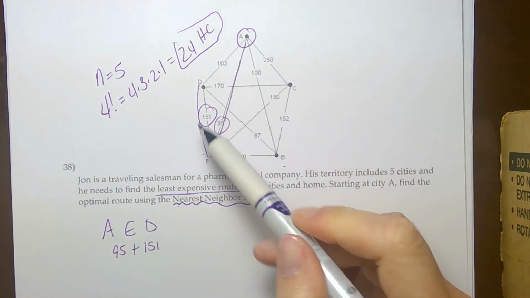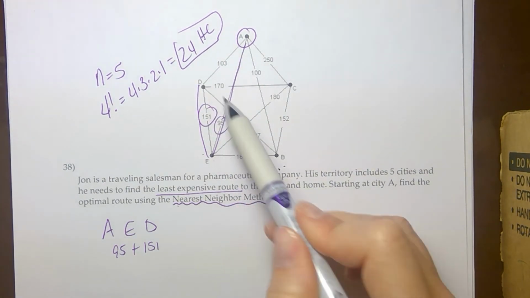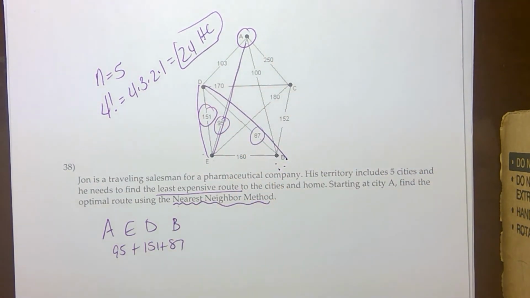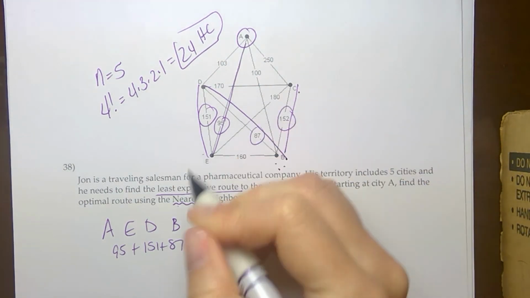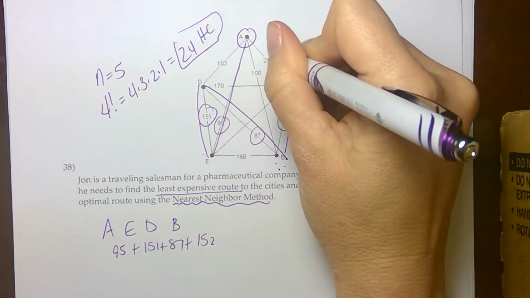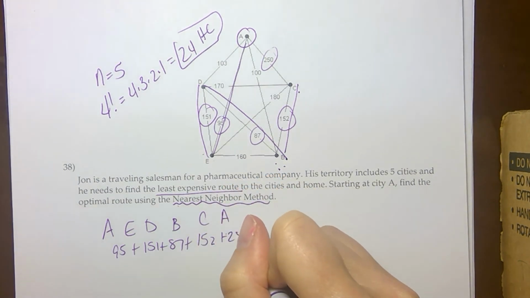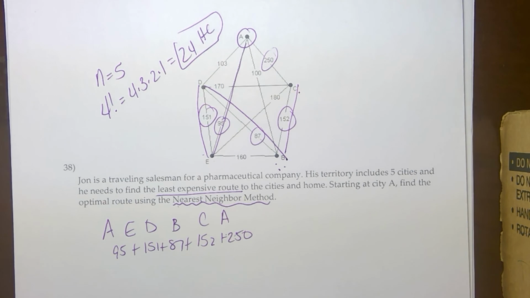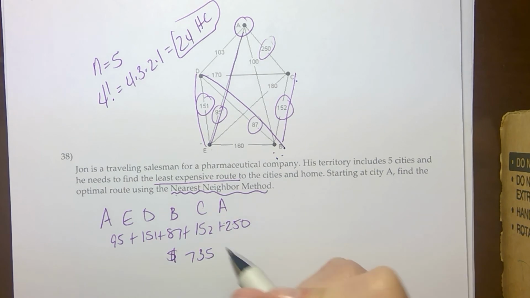Okay, now I've done A, E, D. I can go from D to either C or B. Which is the nearest neighbor? Well, D to B is going to be the nearest neighbor. That's 87. And I still have to go to C before I can go home. So my only choice there is that 152. And then back home, C, and then back to A gives me 250. 1, 2, 3, 4, 5 edges traveled. That nearest neighbor method gets us a total in money of $735 if you add that up.